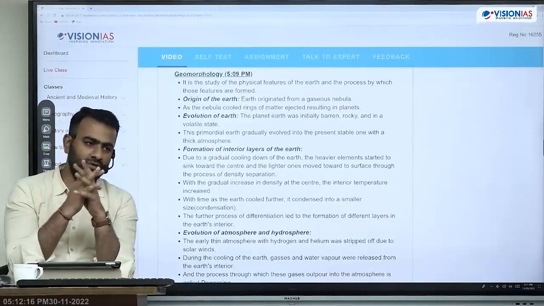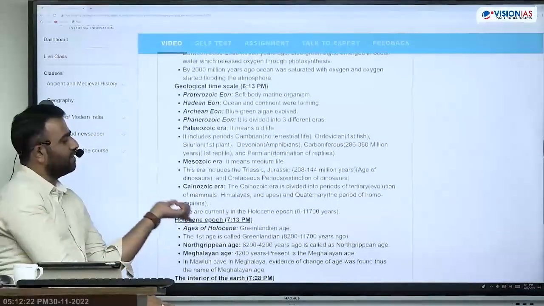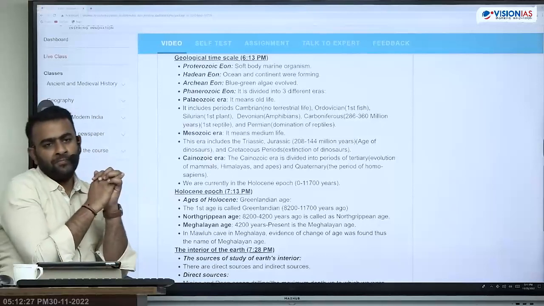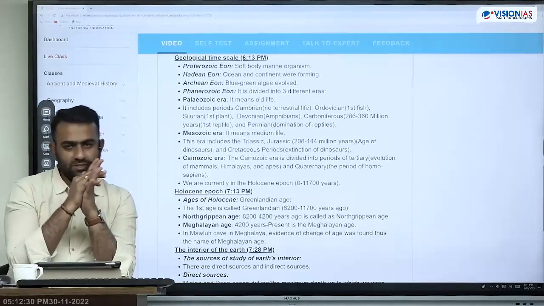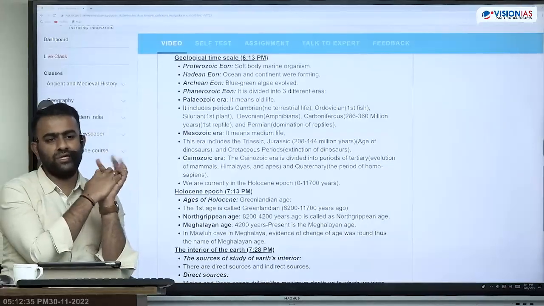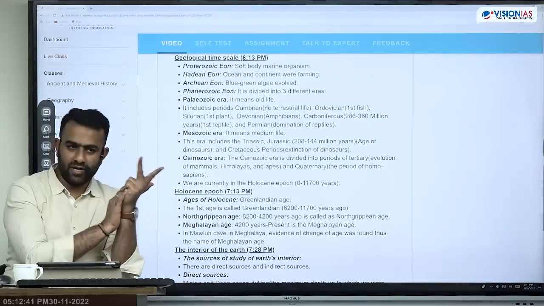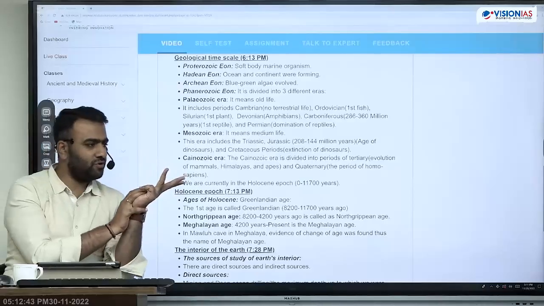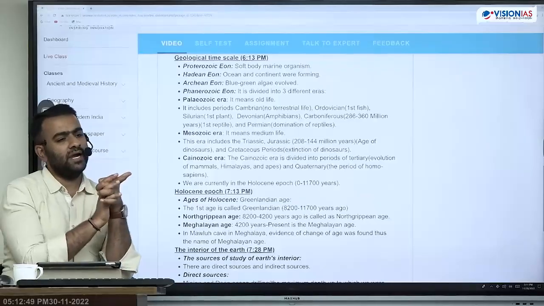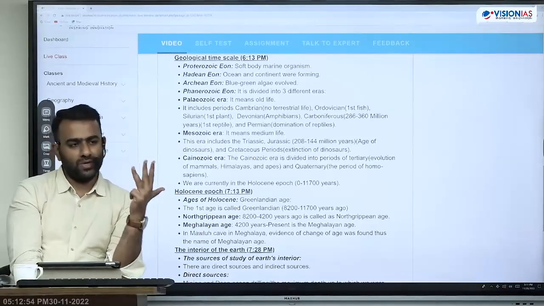So that is evolution. After that we studied the geological time scale: over a period of time, how exactly the Earth's conditions changed and what major events happened. The geological time scale is divided into 4 major eons. Each eon is divided into eras, each era into periods, each period into epochs, and each epoch into ages. What are the 4 major eons? Hadean, Archean, Proterozoic, Phanerozoic.